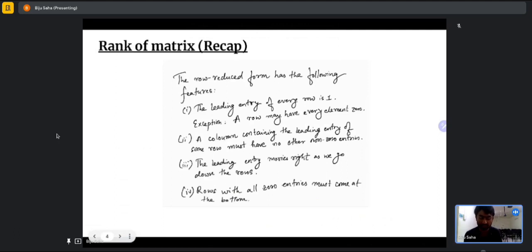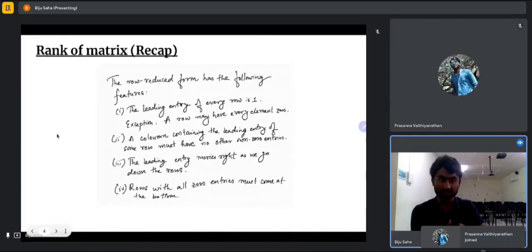This is the concept known as the rank of a matrix. I already discussed this in the previous session. Right now I am going to give a brief recap of the same concept because it is important for this session.